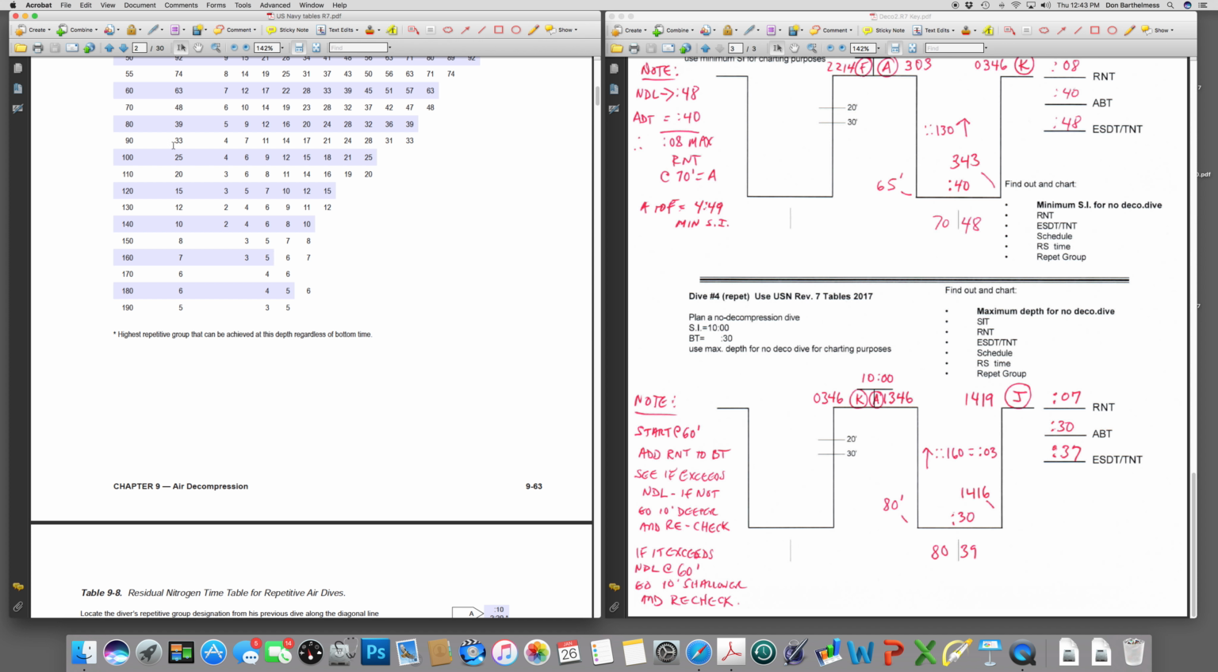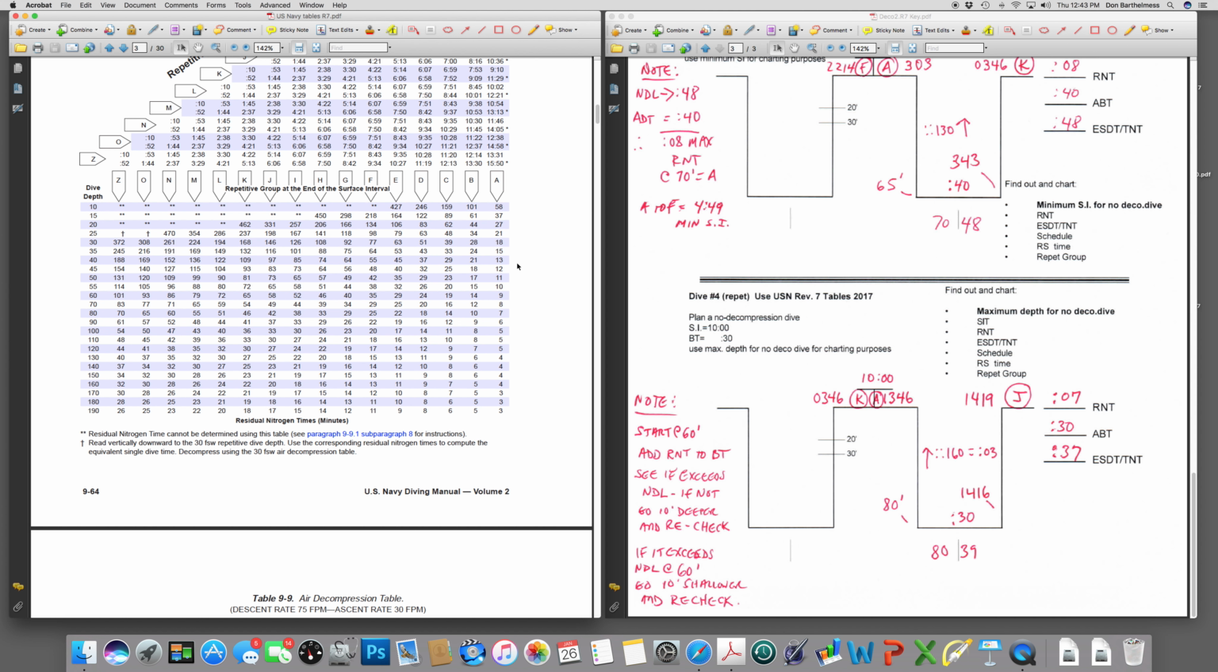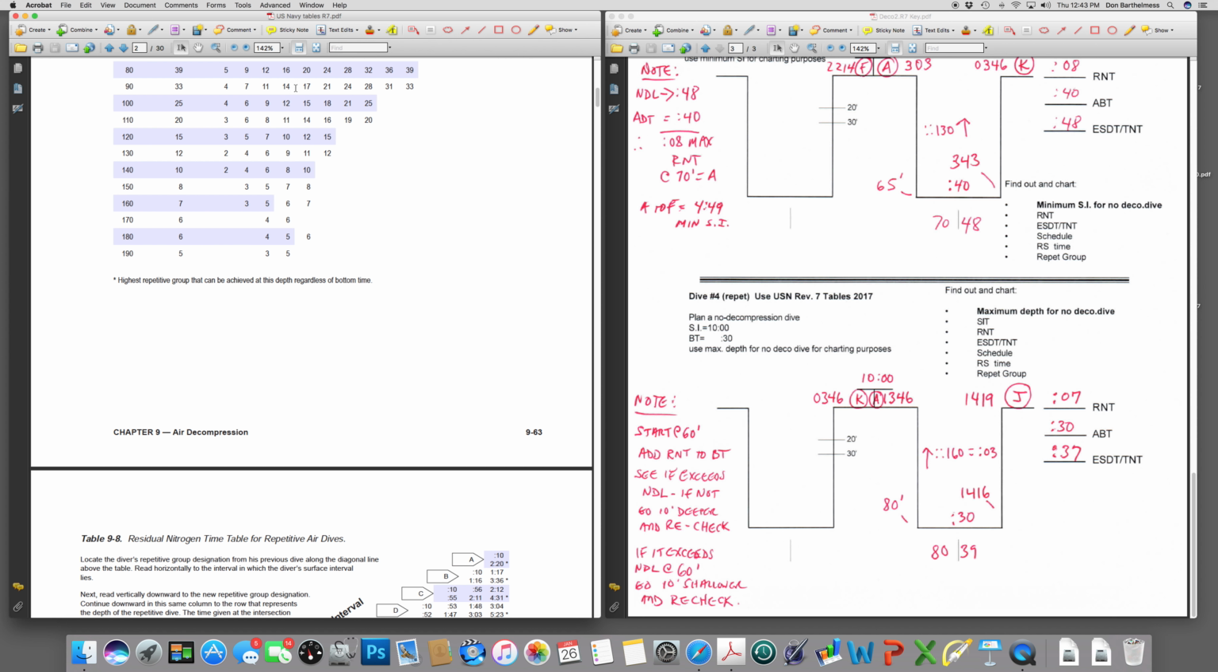We go 10 feet deeper. 90 feet for 33 minutes. Well, we're staying underwater for 30, but we have to check the residual at 90 feet because we're still an A diver. 90 feet has 6 minutes of RNT. 6 plus 30 is 36. That exceeds the no decompression limit at 90 feet of 33 minutes. Therefore, the max depth that we can travel on this dive is 80 feet.